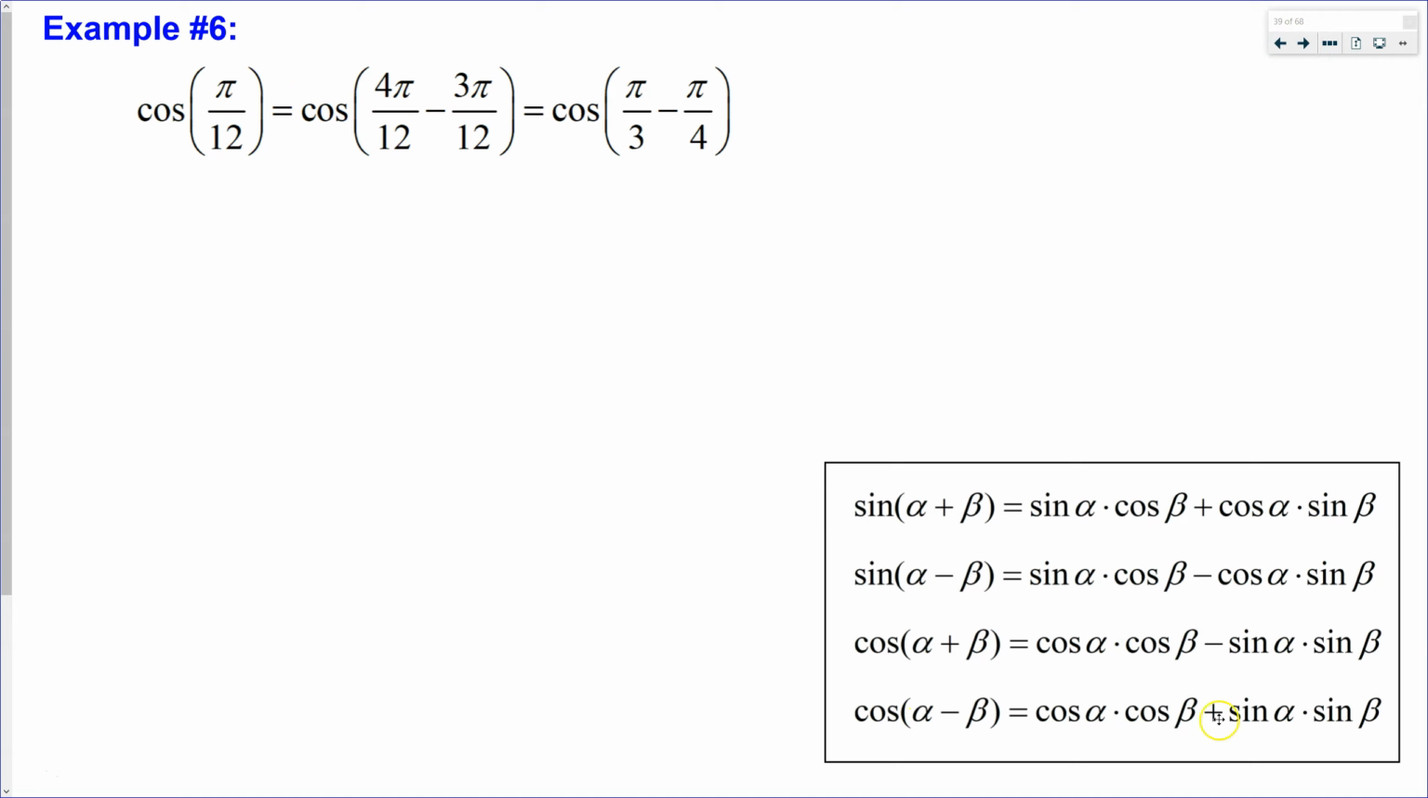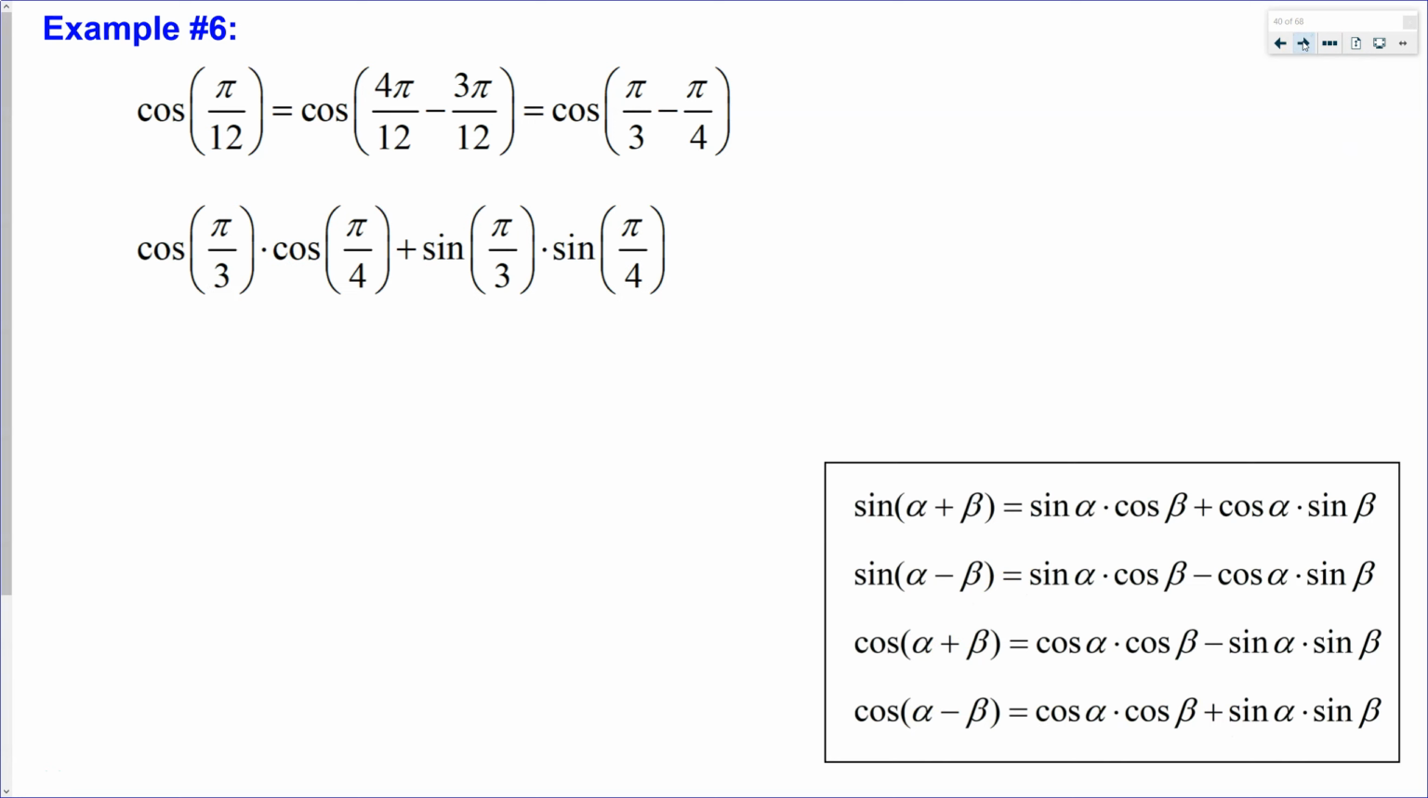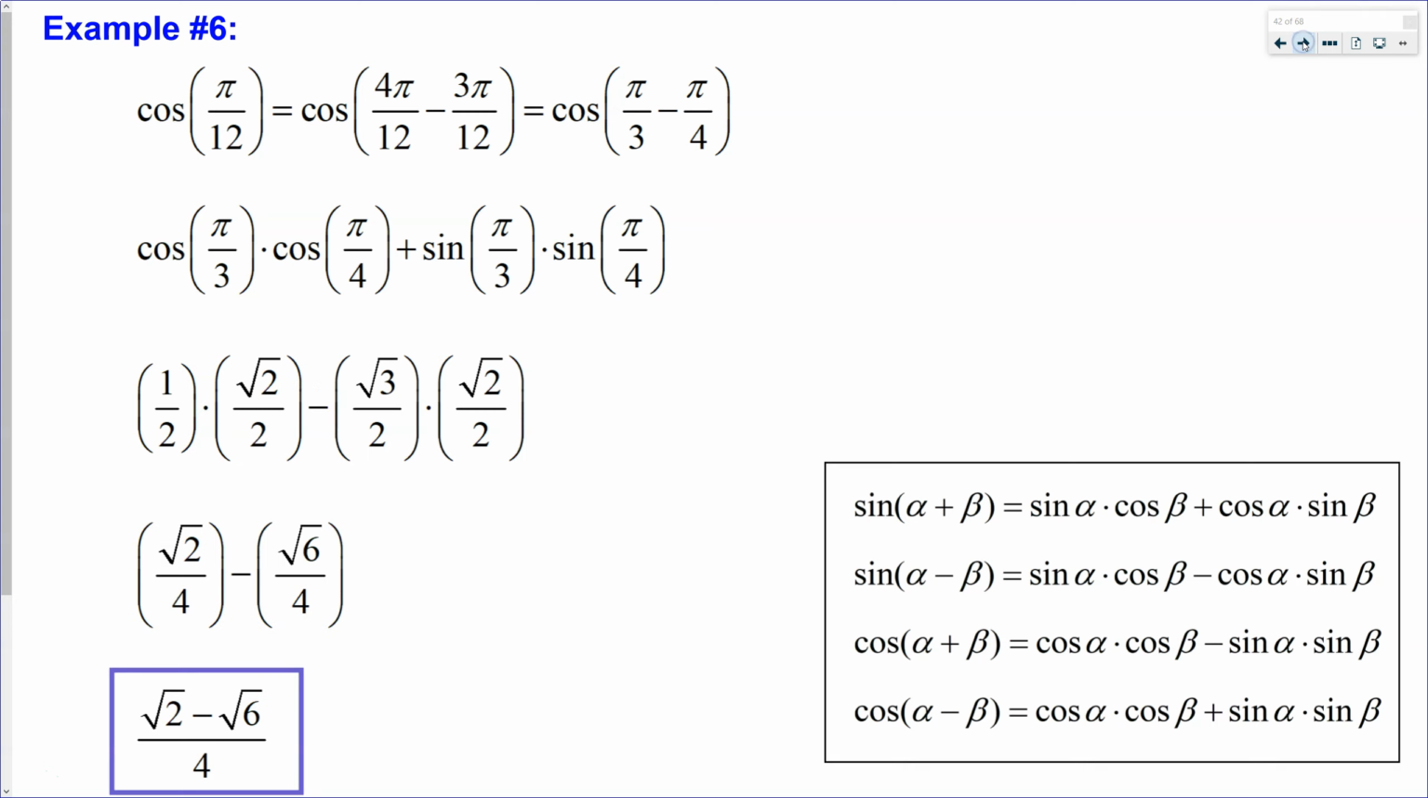Equation number 4 down here. So we're going to have a plus sign in between, 2 cosines on the left, 2 sines on the right, evaluate each one, simplify, and there's our answer.